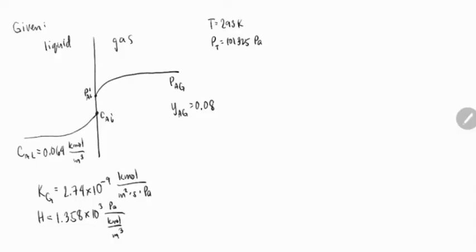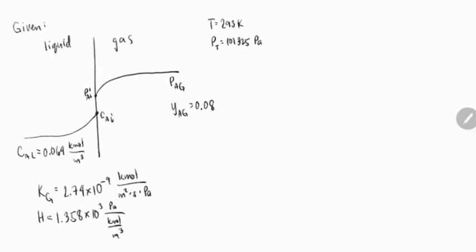Here are the givens to the problem. We have a liquid and gas interface, and mass is being transferred from the gas to the liquid. We are transferring ammonia, and the concentration of ammonia in the gas is higher than the concentration in the liquid. In the gas phase, the mole fraction of ammonia is 0.08. That is our YAG. We are also given the concentration of ammonia in the liquid stream. That is our CAL, 0.064 kilomole per cubic meter.